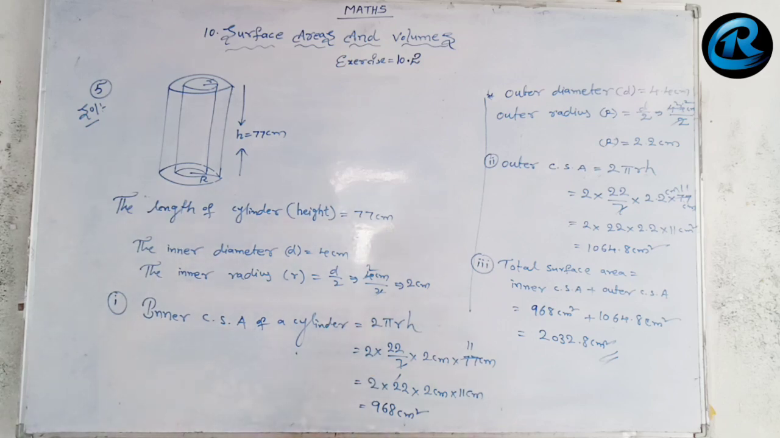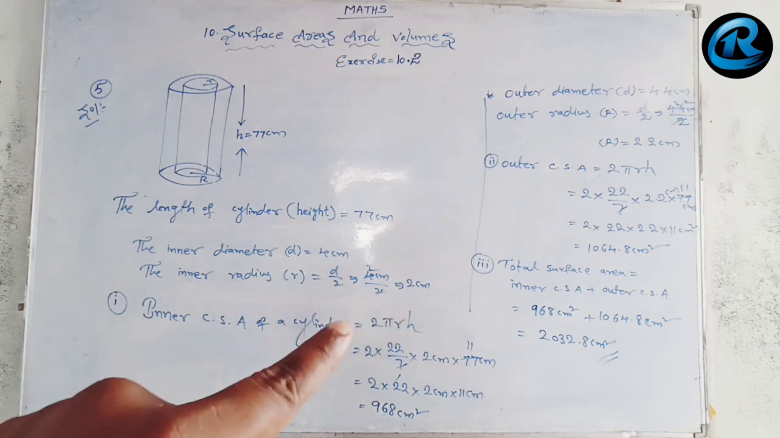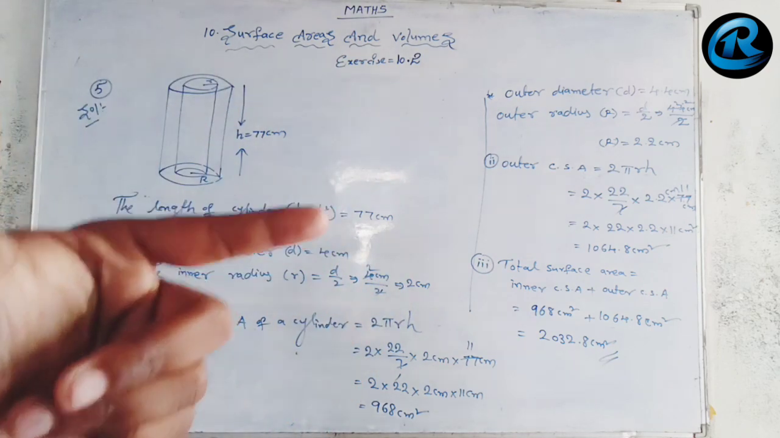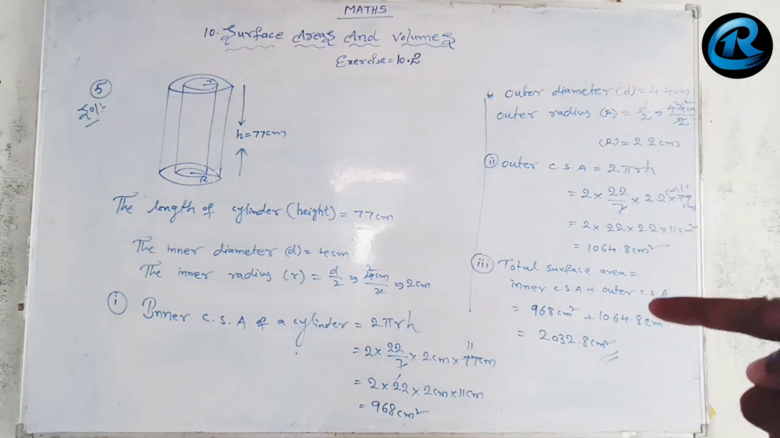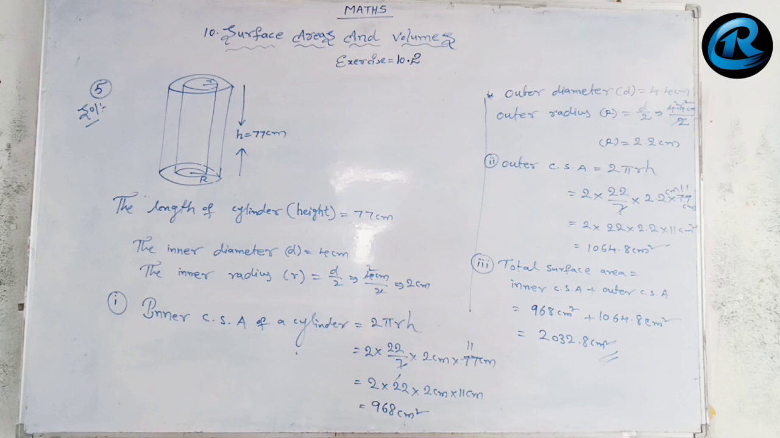I hope you understood this. Very simple. Inner diameter is given, outer diameter is given. So inner radius and outer radius we need to find out and use the curved surface area of a cylinder formulas both times and find out the curved surface area of an inner cylinder and outer cylinder, and both you need to add to get the total surface area.